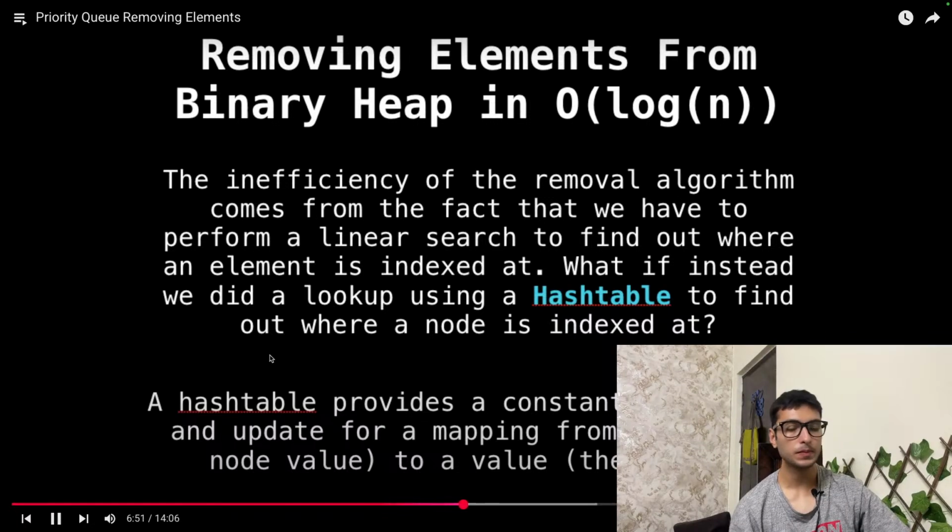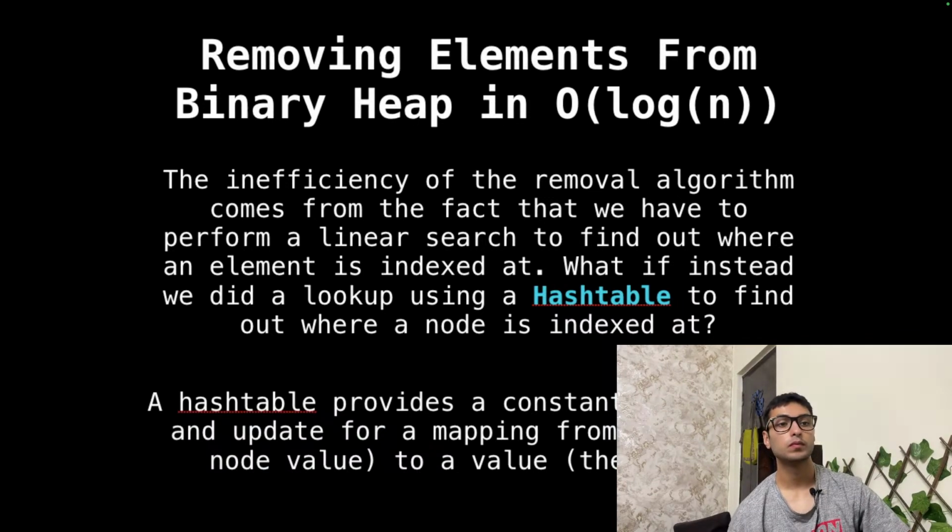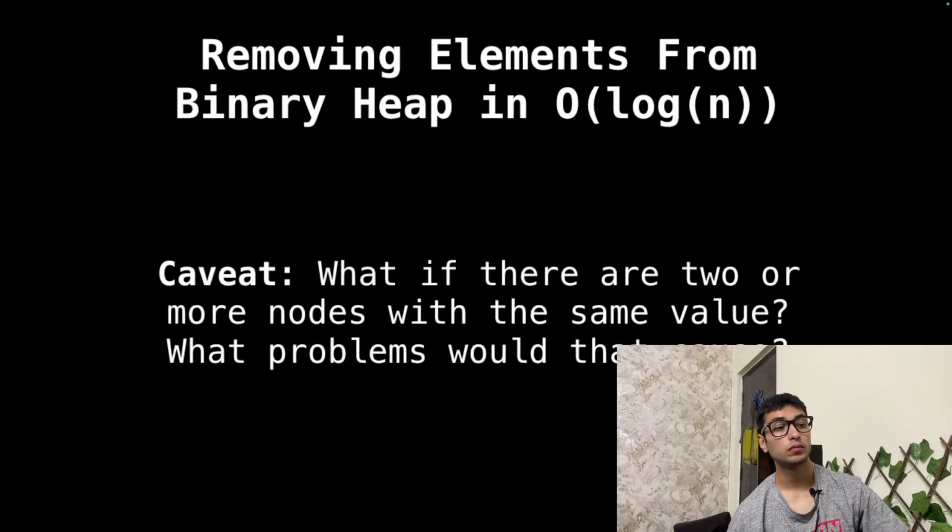So when we want to remove a particular node, we just look up its index instead of doing a linear scan. Sounds good, right? That sounds great, except for one caveat or two. What about if the heap has multiple nodes with the same value? What problems would that cause? Well, just a few, but nothing we can't handle.